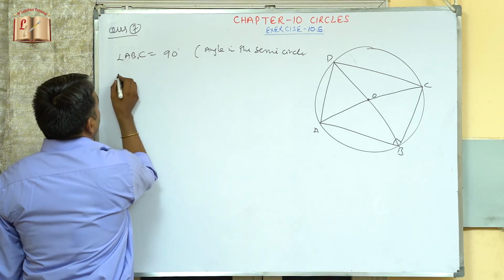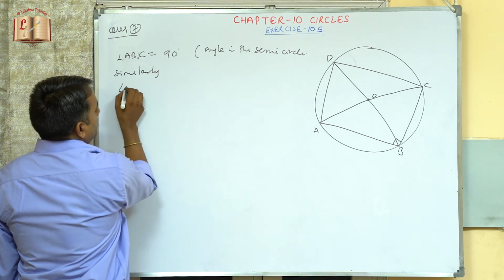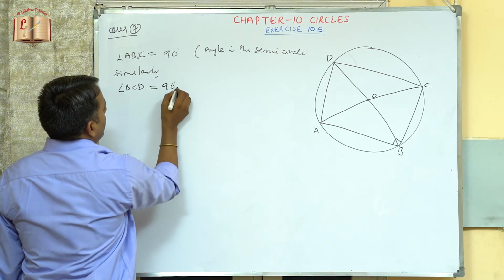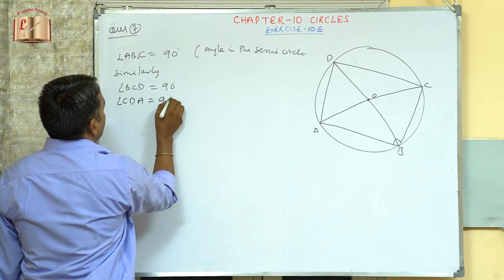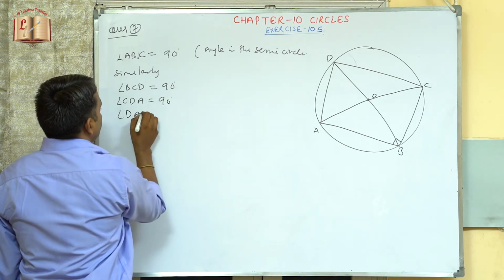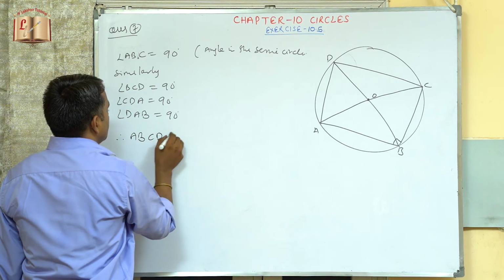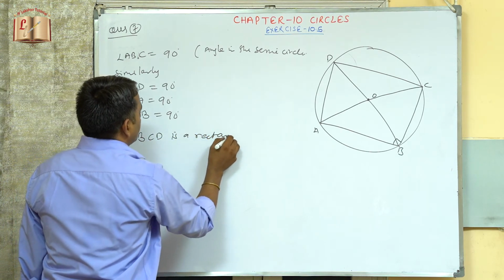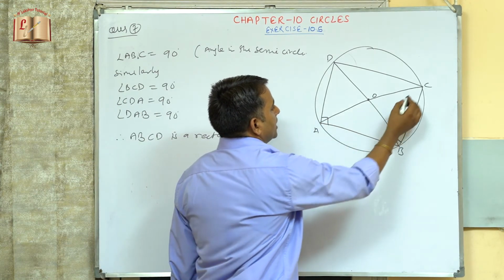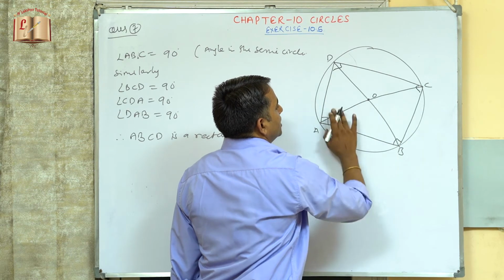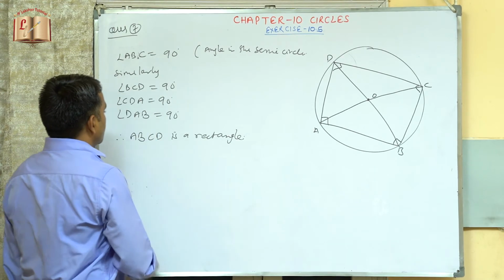Similarly, angle BCD will be equal to 90 degrees, angle CDA will be equal to 90 degrees, and angle DAB will be equal to 90 degrees. So therefore ABCD is a rectangle. We have proved ABCD is a rectangle, because all these angles are 90 degrees, because these are the angles made by the diameter in the semicircle. So once all the angles are 90 degrees, it is a rectangle.